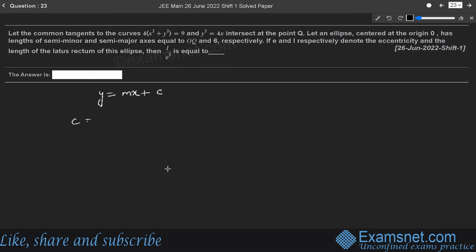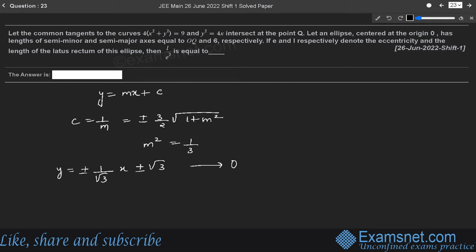So we can say that c will be equal to 1 upon m, which is equal to plus minus 3 by 2 into under root of 1 plus m square. So we can say that m square will be 1 upon 3. So the equation of common tangents will be y is equal to plus minus 1 upon root 3 into x plus minus root 3. It intersects at Q minus 3 comma 0.